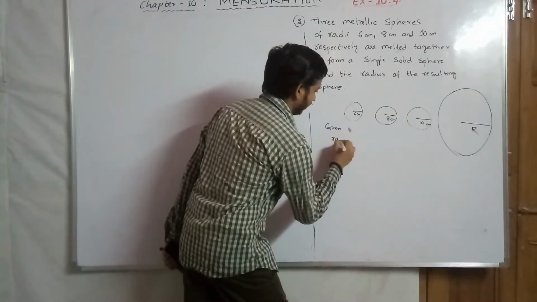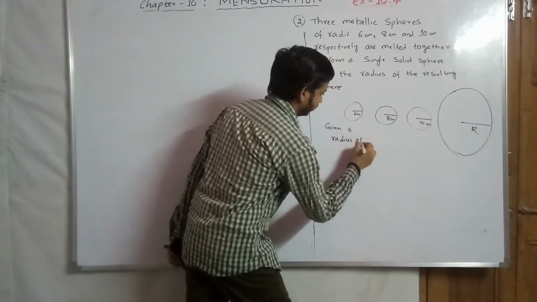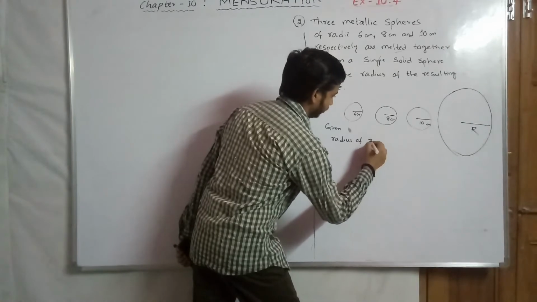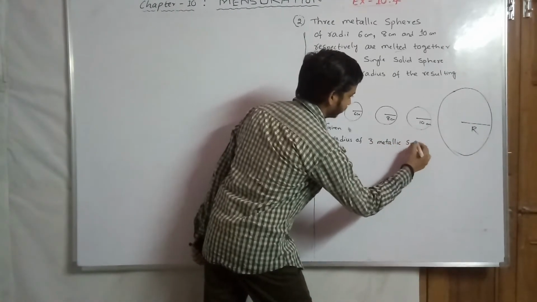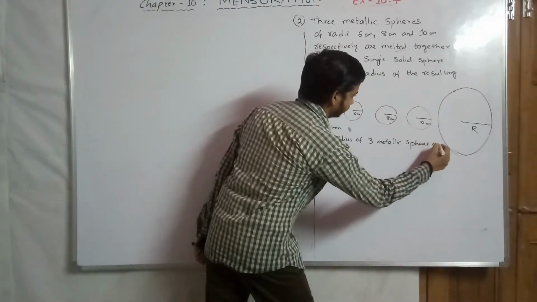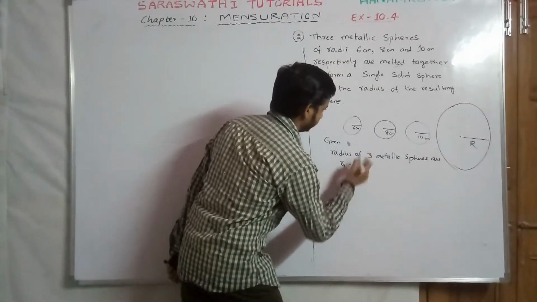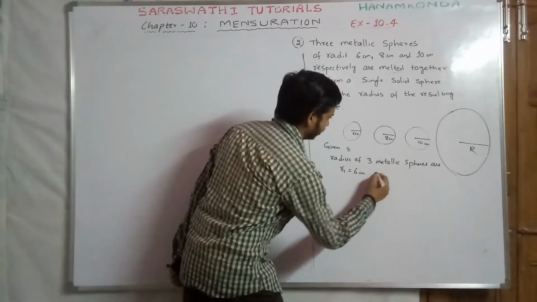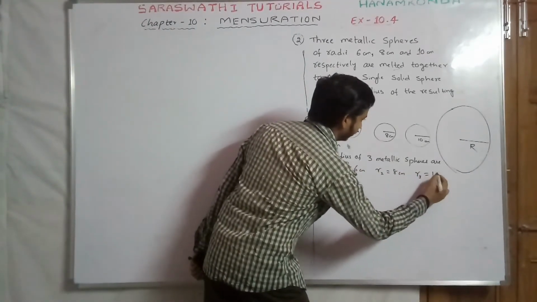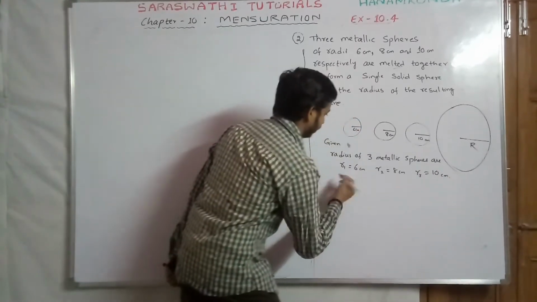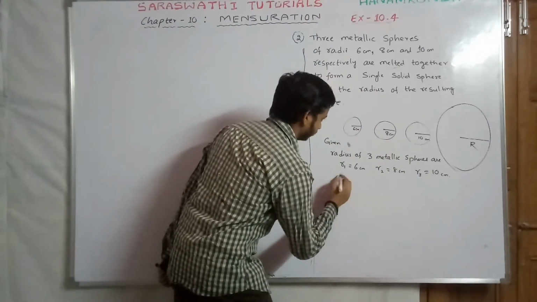Okay, so the radii of the 3 metallic spheres are, the first one, take it as R1, is 6 centimeters, and R2 is 8 centimeters. Similarly, R3 is 10 centimeters. Okay, and let the radius of the resulting sphere be capital R.